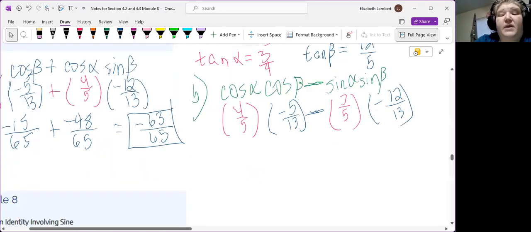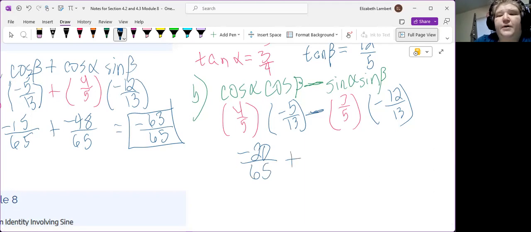So we have -20/65. And then minus negative, this will actually be plus 36/65, which is 16/65.